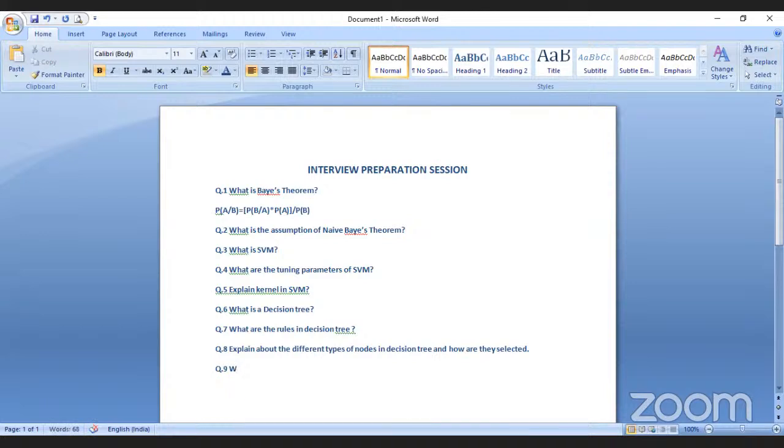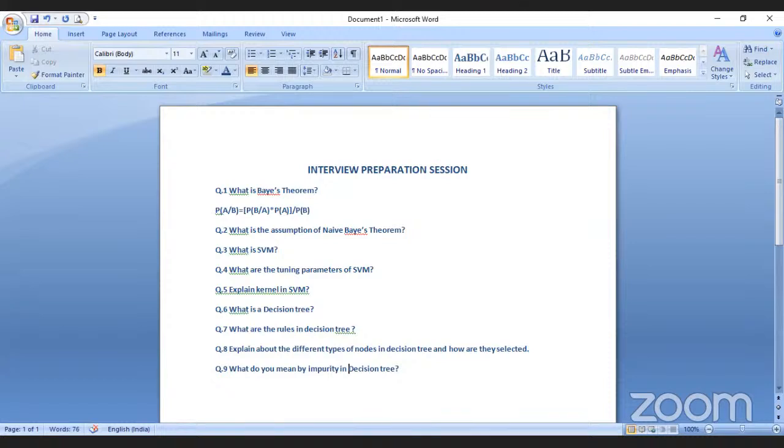What do you mean by impurity in a decision tree?